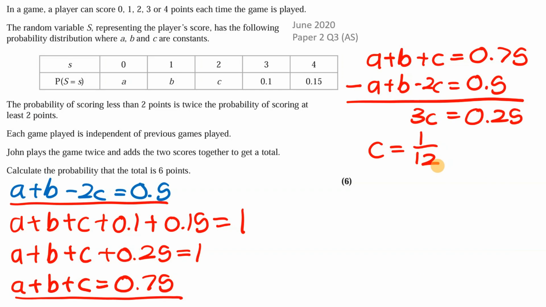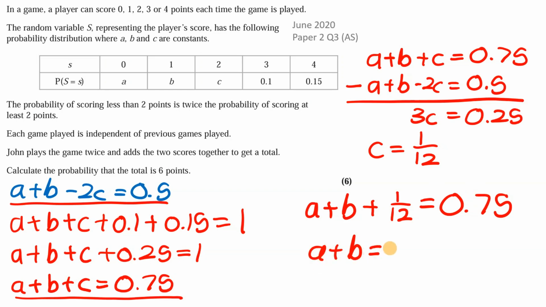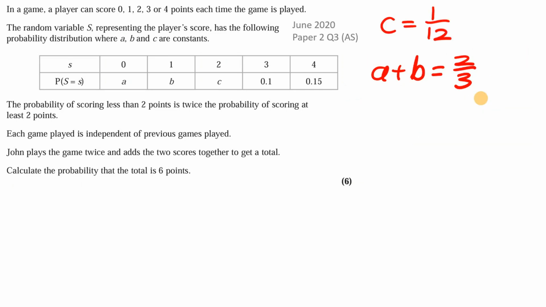So therefore C is equal to 0.25 divided by 3, which if you put this into your calculator is 1 over 12. And therefore what we can do is A plus B plus C, which we now know is 1 over 12, is equal to 0.75. If we move this 1 over 12 onto the other side, we get that A plus B is equal to 2 over 3. Okay, so we cannot actually figure out the individual values of A and B. We just know that A plus B is equal to 2 over 3, but this is fine, we don't need to, okay?